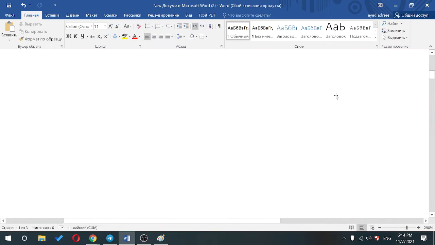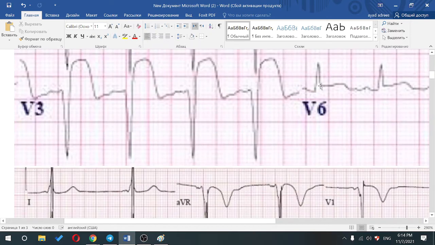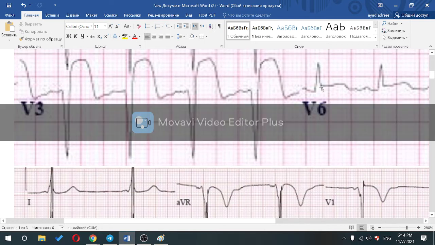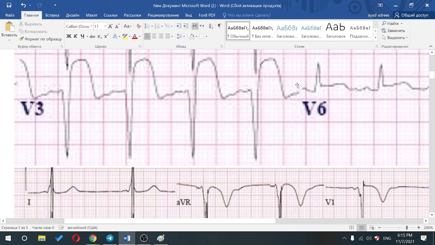So you are like, wait, I cannot see it. So here it is. This is the S wave, the end of the S wave. What do we call the end of the S wave, by the way, guys? It has a name. Yes, it's called the J point. So that J point, you draw a line from there.